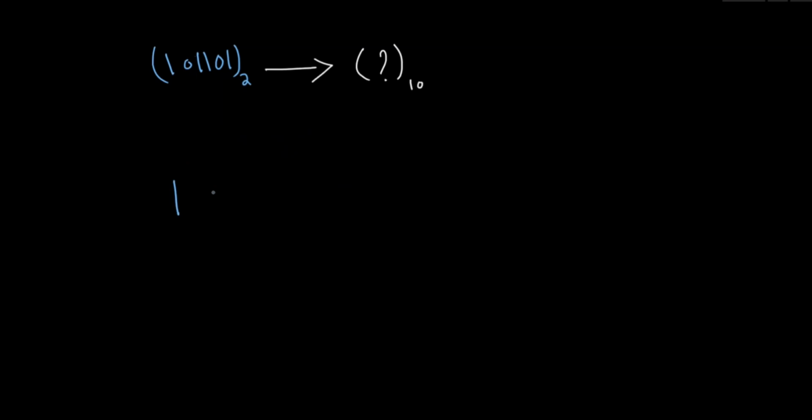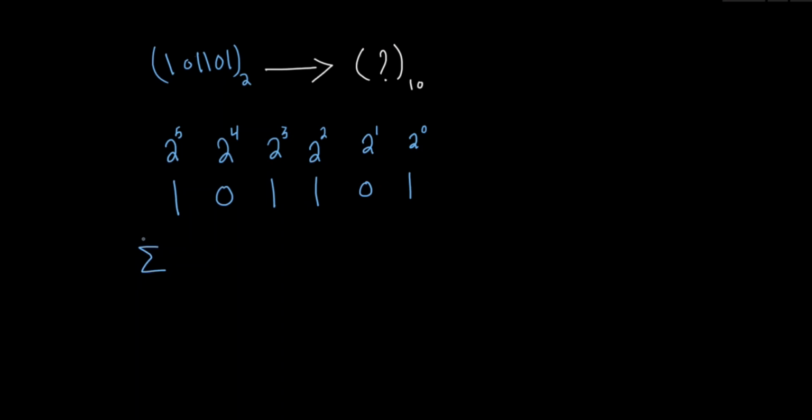So we have 101101, and then we assign the positional multipliers. Remember that we are converting from binary, so the radix here is 2. So we have 2 to the power 0, 2 to the first, 2 to the second, 2 to the third, 2 to the fourth, and 2 to the fifth.